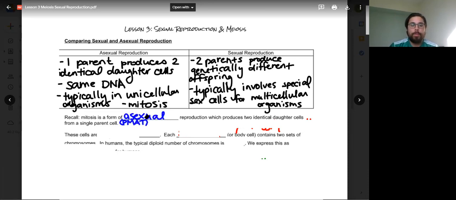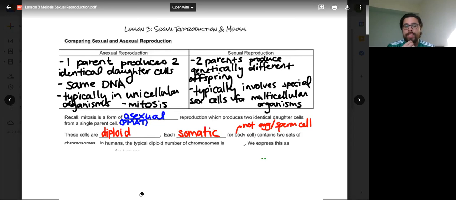All right. So recall, mitosis is a form of asexual reproduction. It will produce two identical daughter cells from one single parent cell. Again, PMAT, prophase, metaphase, anaphase, telophase, that form of mitosis, cytokinesis, and interphase, all of those processes allowing for that asexual reproduction of those two identical daughter cells. These cells are diploid, and each somatic or body cell, aka non-egg or sperm cell, and that's very important to distinguish, right?